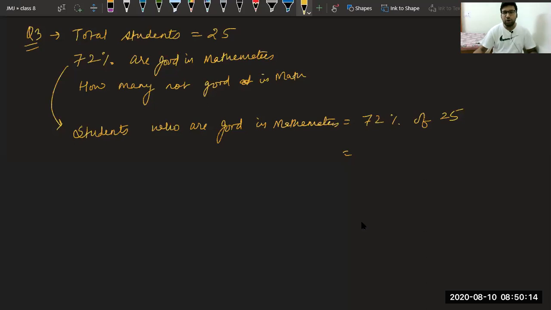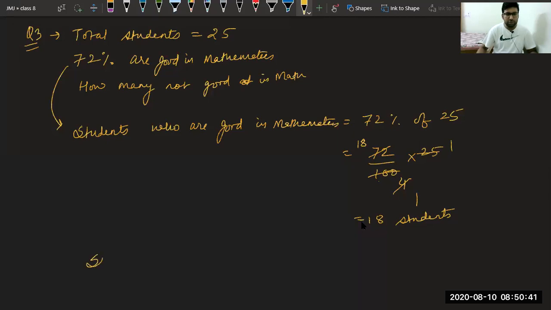To convert this, we all know 72% of 25 means 72 upon 100 multiplied with 25. If you solve it, 25 and 100 are divisible: 25 ones are 25, 25 fours are 100, and we can cut this also. 4 ones are 4, 4 ones are 4, and 4 eights are 32. So there are 18 students who like mathematics.